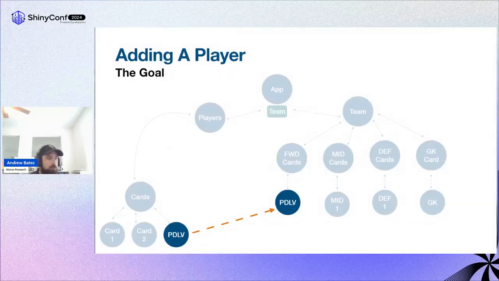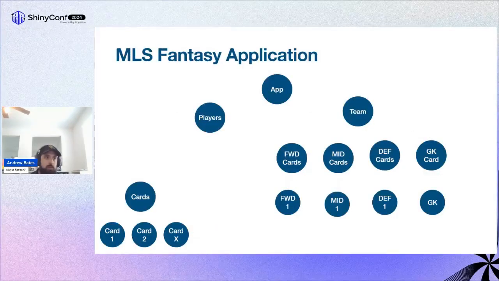So as a reminder, the goal is essentially this. We want to be able to add Pedro de la Vega to our team without having to traverse the tree. We want to do that more directly. So to do that, we're going to tear everything down and then we'll rebuild it.